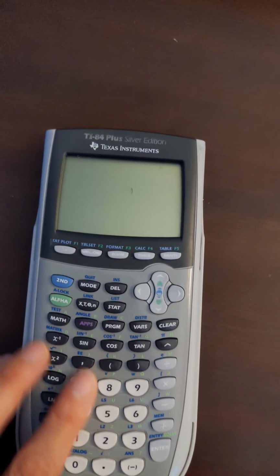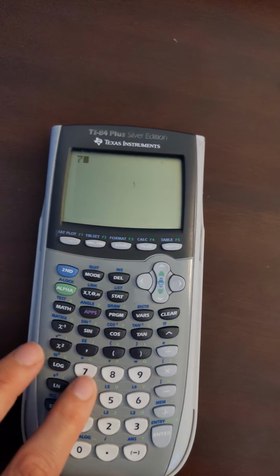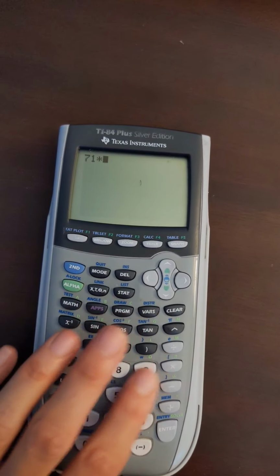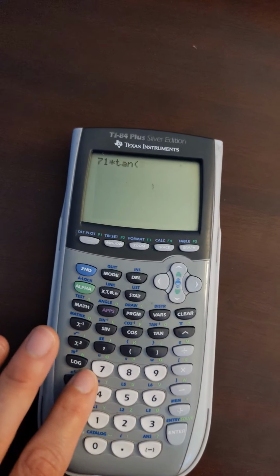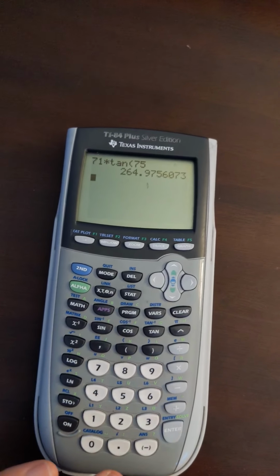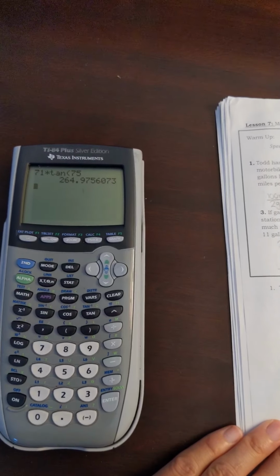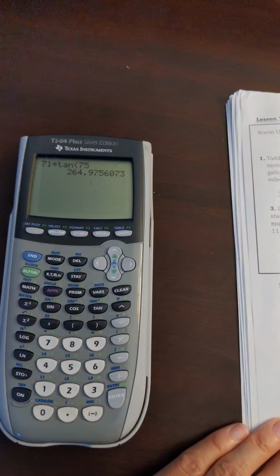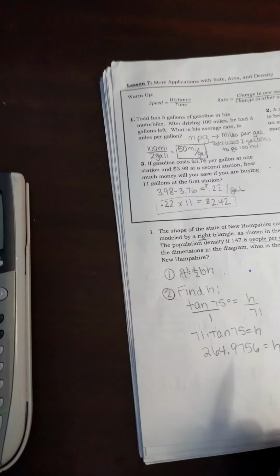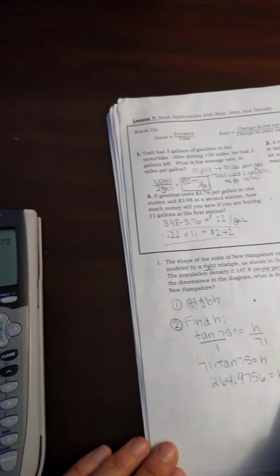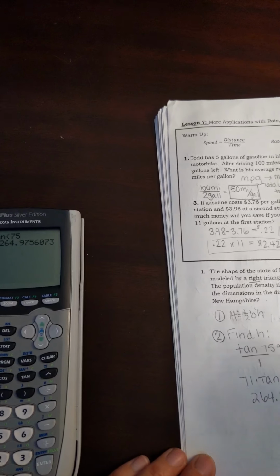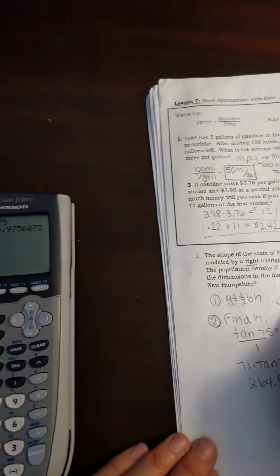Okay, so let's go over here, type it in. 71 times tan 75. And we get 264.9756. We're not going to round quite yet, right? Let's go about 4 decimal places. So now let's go back to step 1 and find our area.